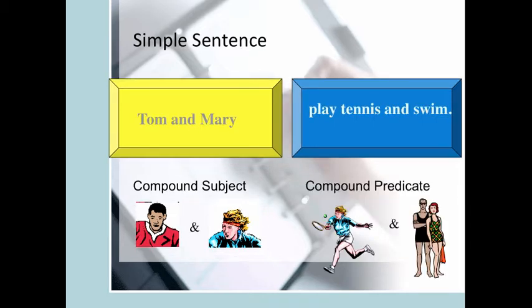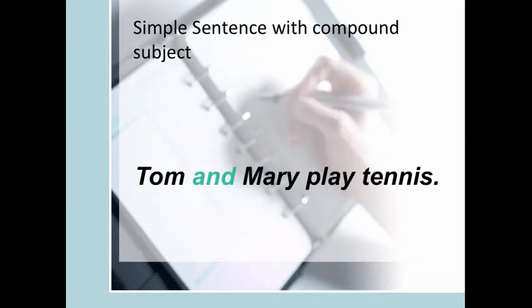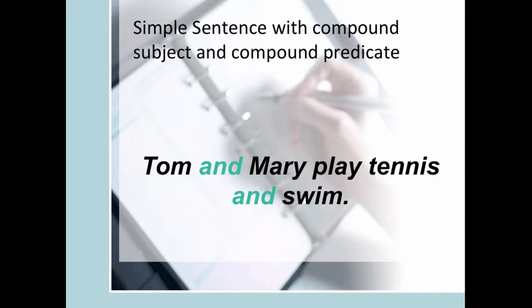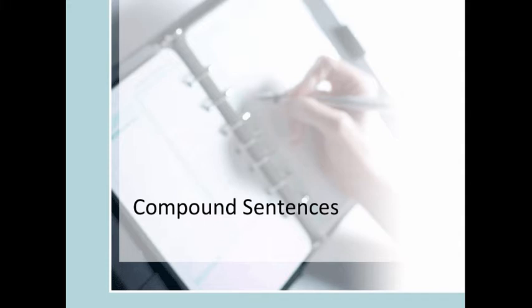You can also have a compound predicate. For example, Tom and Mary play tennis and swim. You see how they have 2 verbs here. 2 actions are being performed by Tom and Mary. Okay, Tom and Mary play tennis. Tom and Mary play tennis and swim. But these are still considered simple sentences.